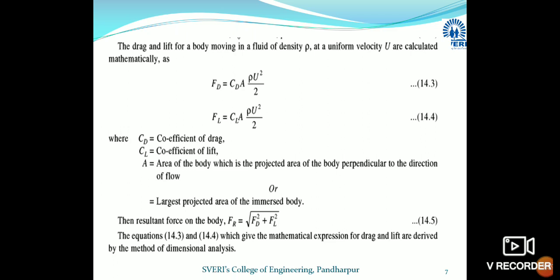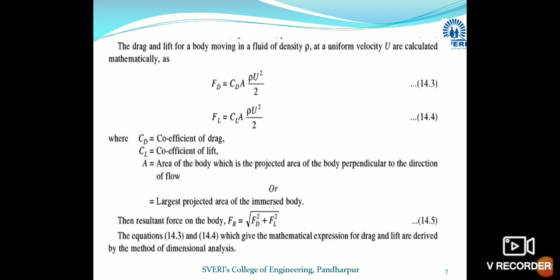Projected area is the maximum projected area of the body perpendicular to the direction of flow, or we can say the largest projected area of the immersed body. That is equal to A. So FD is equal to CD A rho u square divided by 2. With the help of that formula, one can calculate the drag force, and FL, the lift force, is equal to CL A rho u square divided by 2.